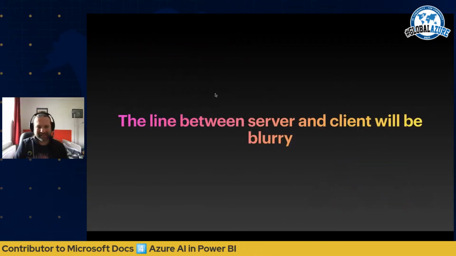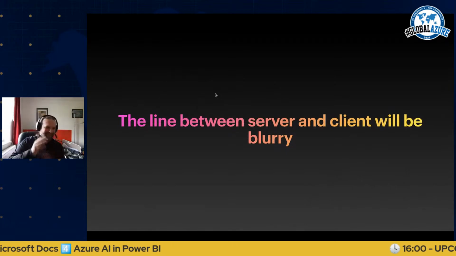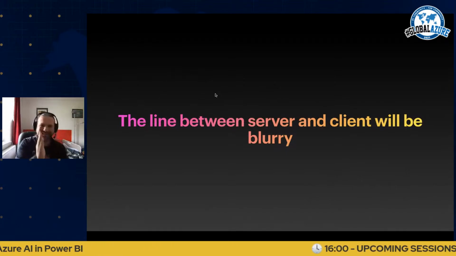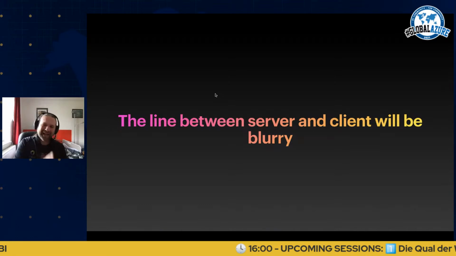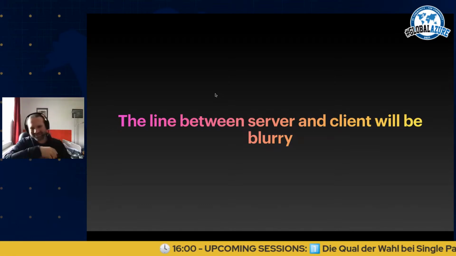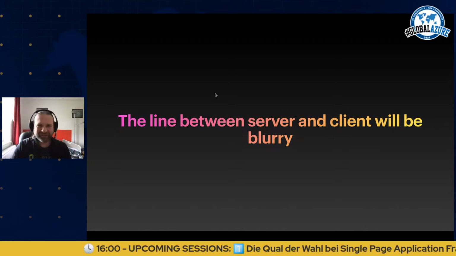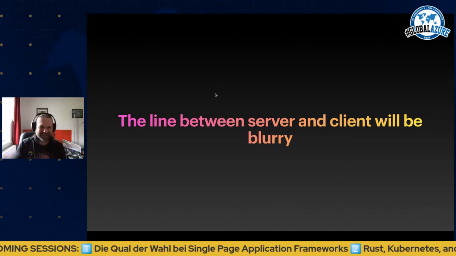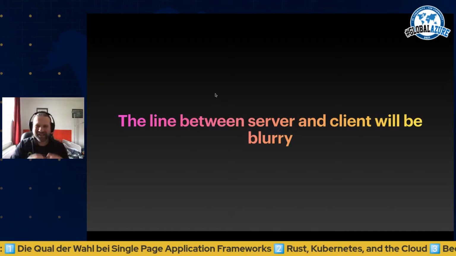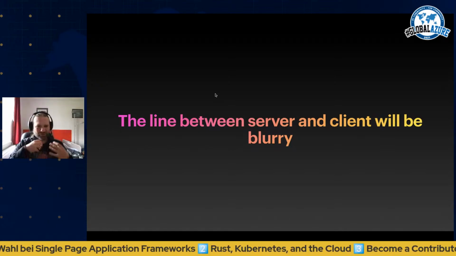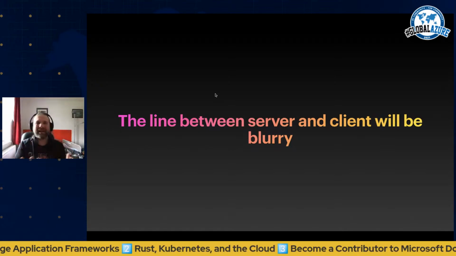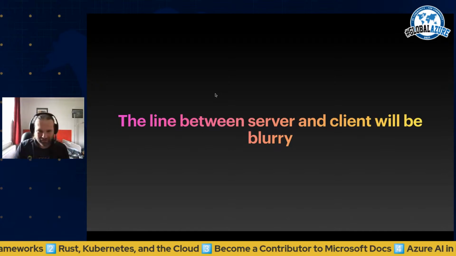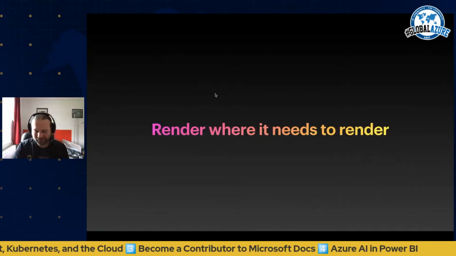Alrighty. Again, the line between server and client will be blurry. Finally, I think the pendulum has come into the middle, where we use exactly the right tool for what we need. We are not bound to one side or the other or try to get the mix between those two. No, it happens where it should happen. And through those composition models, we are able to compose the UI again in the backend. And with that, I want to say, first, render where it needs to.